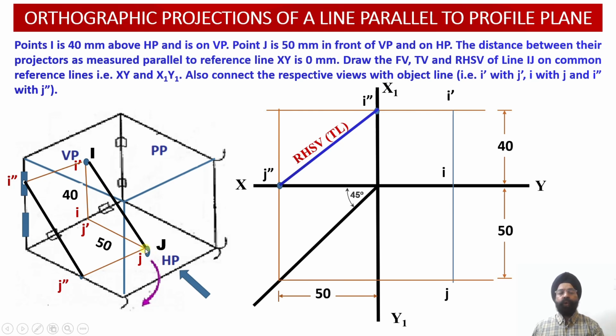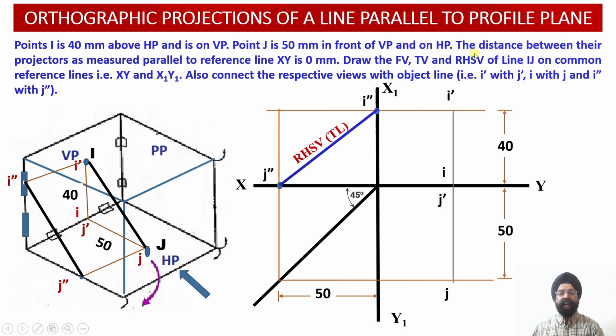Now let us evaluate the front view projections corresponding to the point J. Since point J lies on the horizontal plane, when we look at this point J from the front view, this point will be projected by virtue of being located in the front view. J dash will be located onto the XY reference line. So point J dash will be located onto the XY reference line.